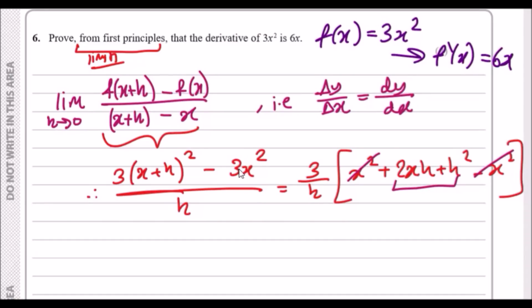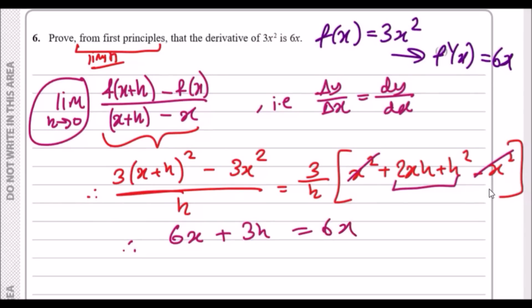Now what we can do is multiply 3 over h across. We're going to have 3 over h times 2xh, which will give us 6xh over h, where the h's cancel out. And lastly, you've got 3 over h times h squared, which is just 3h, because 3h squared over h is 3h. That's it. Now we go ahead and apply the limit. When h approaches 0, 3h becomes 0, because you just substitute h with 0, and you're left with 6x. So this cancels out, and that's it. We proved the derivative from the definition of a limit, from first principles.